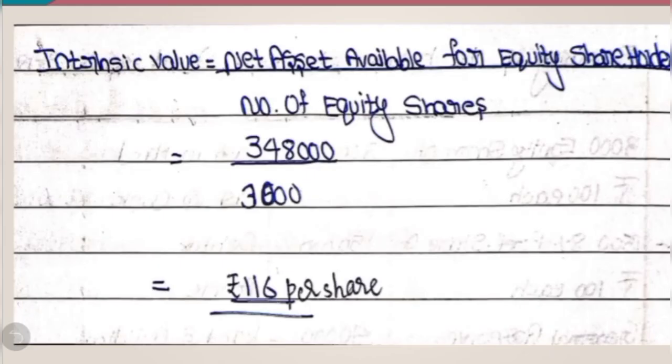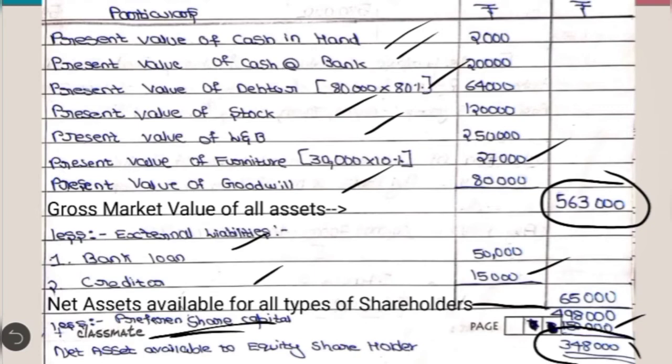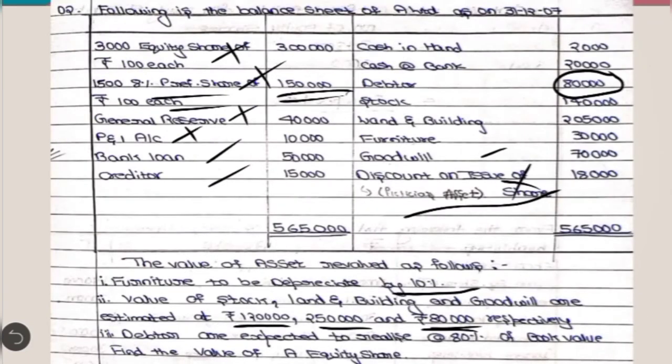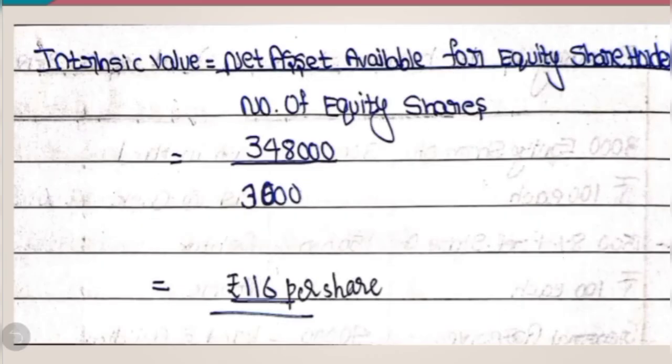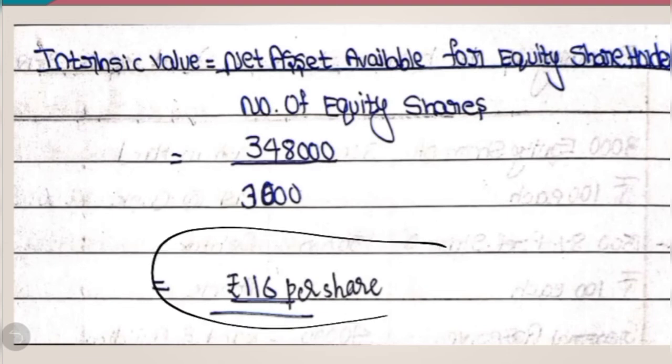Then the next step would be calculating the intrinsic value: net asset available for equity shareholders divided by number of equity shares. 3,48,000, which you calculated here, divided by number of equity shares. How many shares are here? 3,000. Okay, you have to divide it by 3,000. You will have rupees 116 per share. Okay, so this is the solution for the second question.